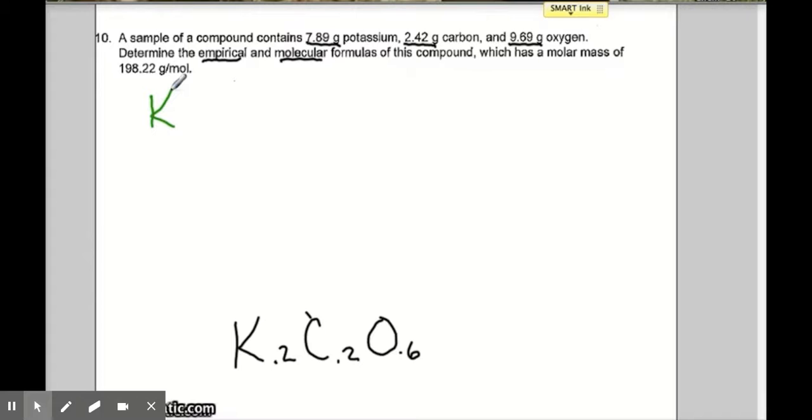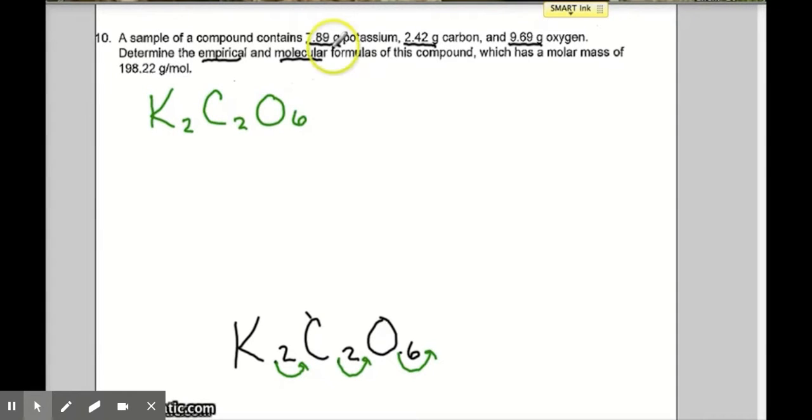One way to do it, and there are different ways you could do it, is by taking each of these values and basically just moving the decimal one over to the right, which is multiplying them by 10. You would move the decimal one to the right, and as long as we do the same thing to each of them, then we're fine. So that would give us K2, C2, O6.